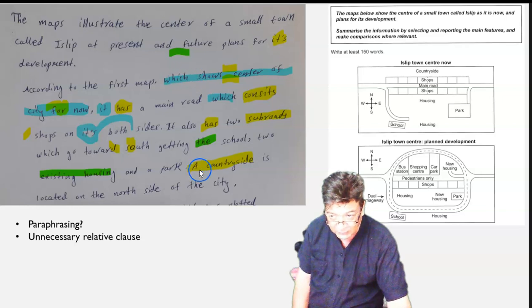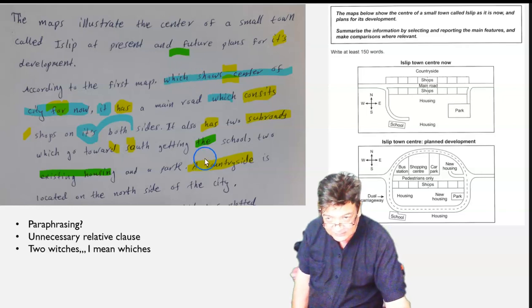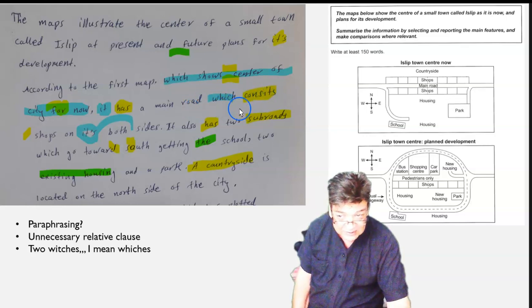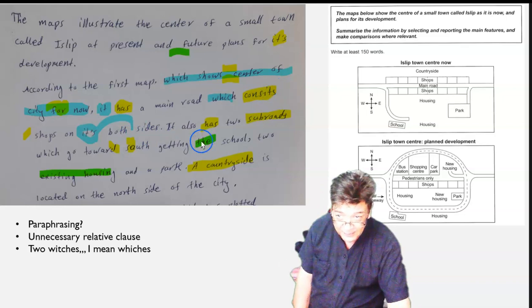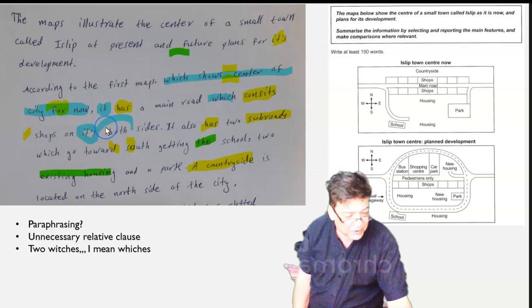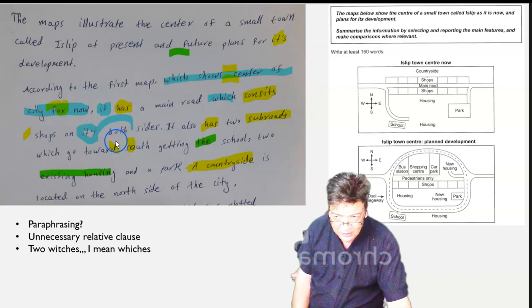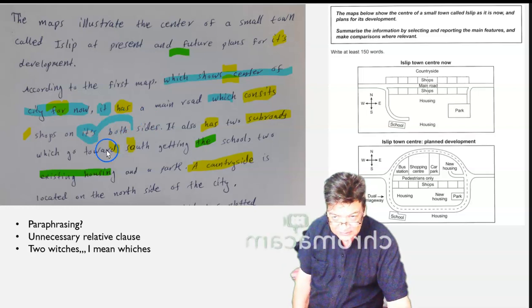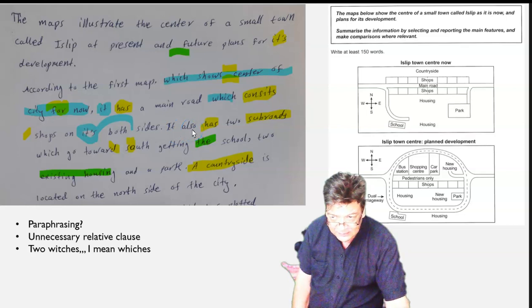Which, there's a second which. Two witches! Has a main road which consists of shops. The road consists of shops. That's not the way to use the word consist. On its both sides. On both its sides. Once again, its is the wrong spelling. It also has, what is it? The main road? No. The first map.